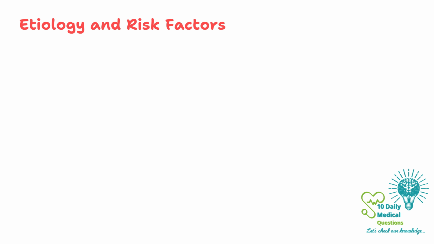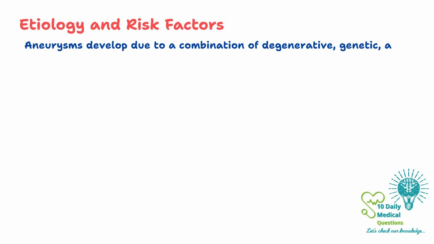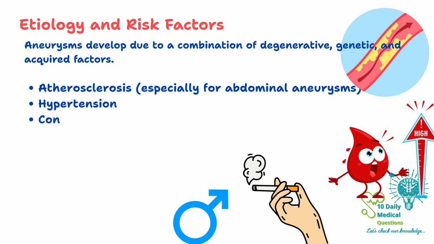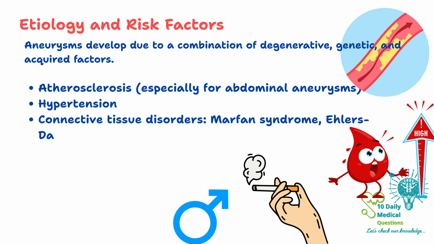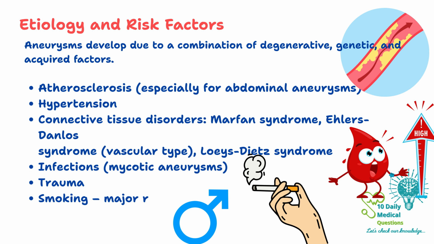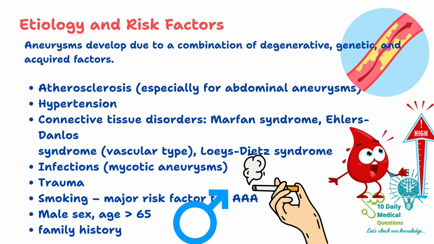Causes and risk factors: aneurysms develop due to a mix of degenerative, genetic, and acquired factors. Common causes include atherosclerosis, chronic hypertension, smoking, and age-related degeneration. Some patients have genetic predispositions. Conditions like Marfan syndrome, Ehlers-Danlos type 4, and Loeys-Dietz syndrome are associated with early onset and more aggressive aneurysmal disease. Other contributors include trauma, infection, and inflammatory vasculitis.